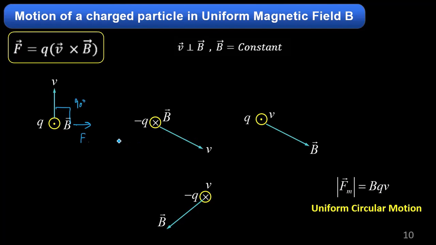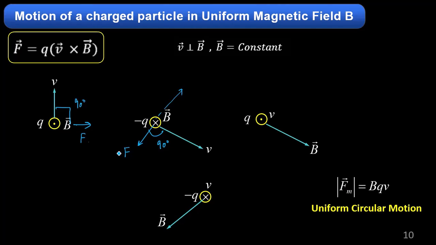So stretch your thumb along the velocity vector, fingers crossing into the plane of the paper, and the charge is negative. So for a positive charged particle, the force will be facing in this direction. But if it is a negative charge, the force will be in this direction. So again you can check this angle is 90 degrees.